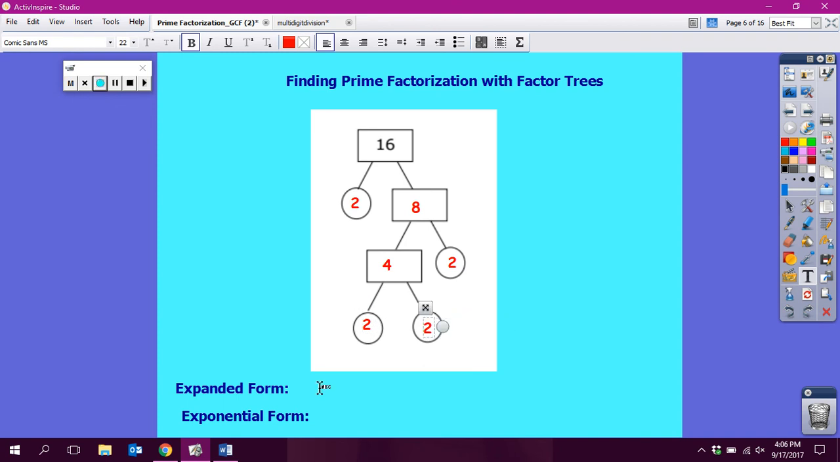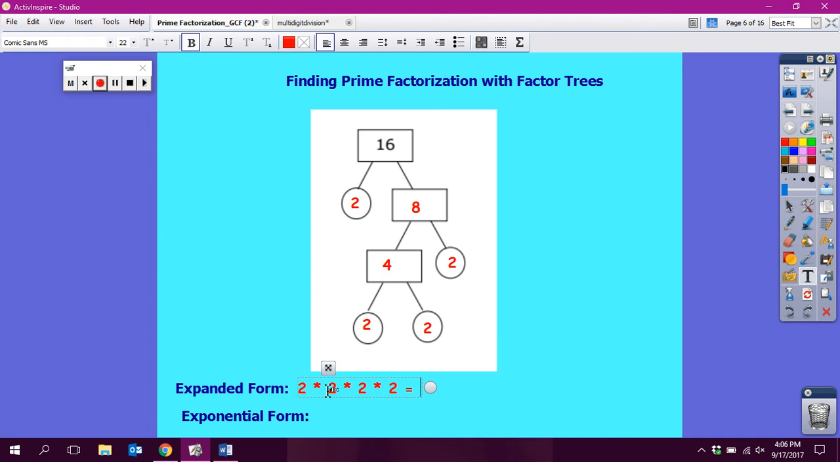Now remember, when you're listing expanded form, you do not want to list these composite numbers. You only want to list the prime numbers, only prime numbers. So that will be 2 times 2 times 2 times 2. And you can double check yourself to make sure that's right by actually going back and multiplying those numbers together to see if you get your top number in the tree.